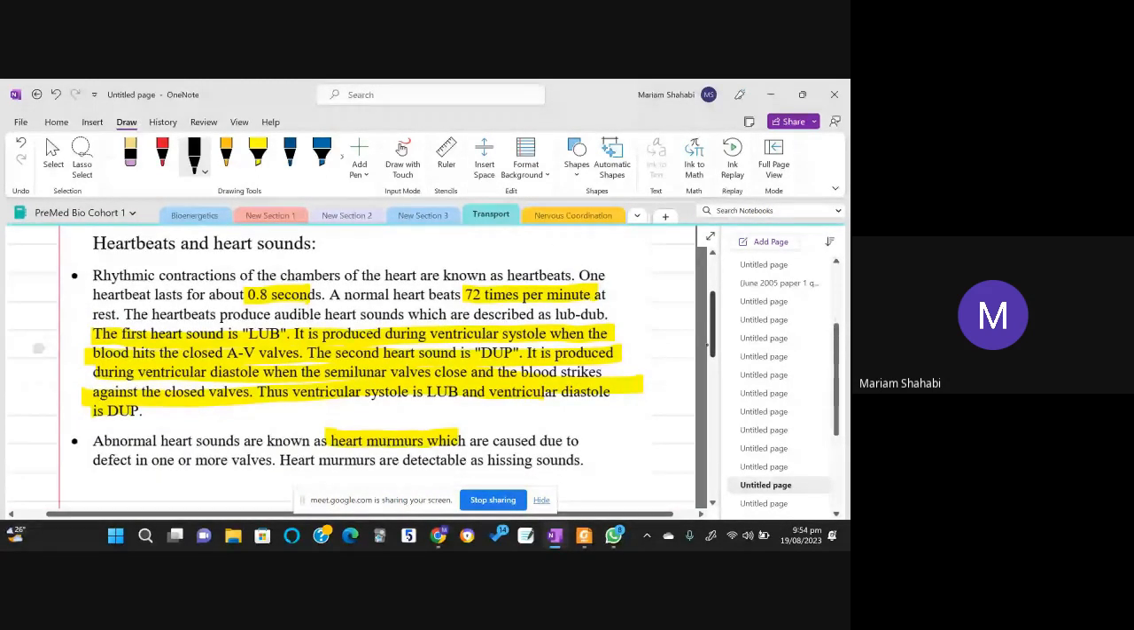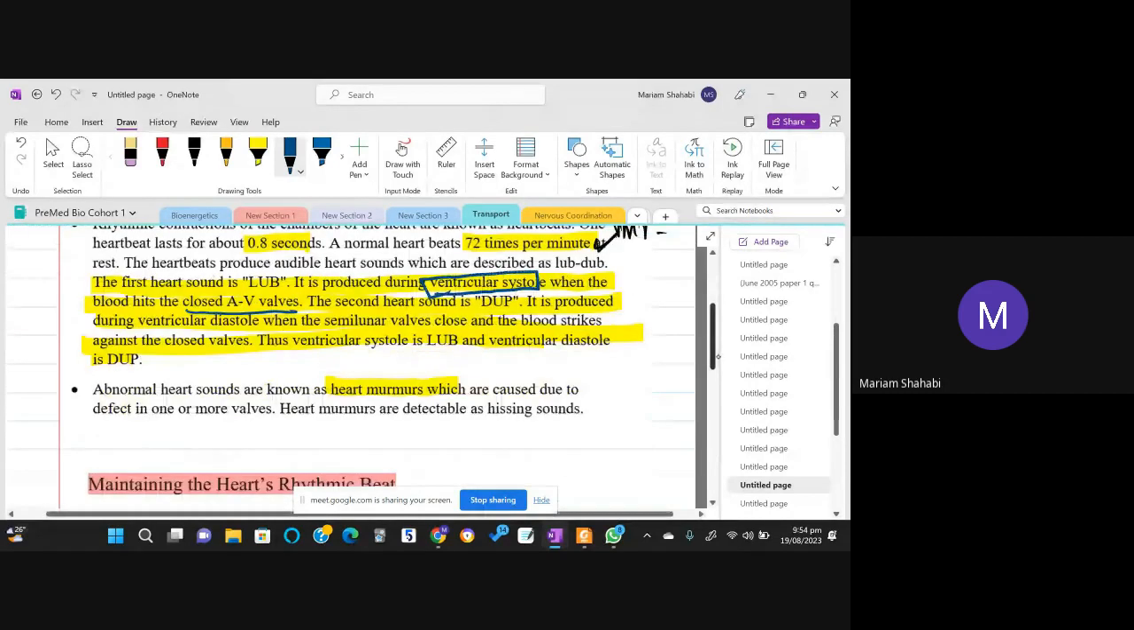A normal heart beats 72 times per minute at rest. This you should remember. The heartbeats produce audible sounds which are described as lub and dub. The first heart sound is lub. It is produced during ventricular systole. ये कौन सा phase हुआ? That phase जब ventricles contract, when the blood hits the closed AV valves.